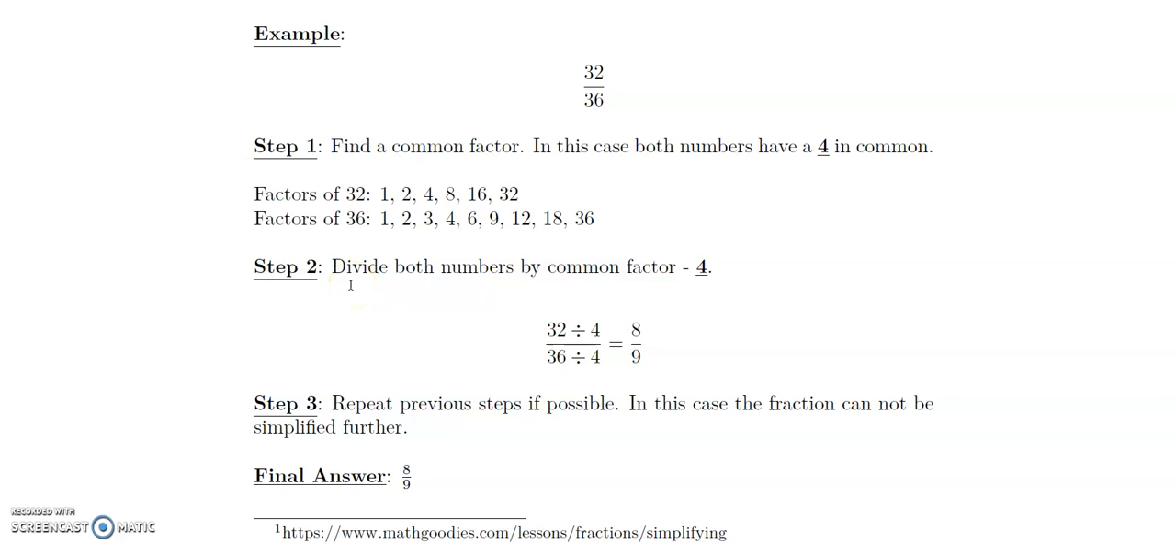So since we determined that 32 and 36 have a 4 in common, we divide the numerator and denominator both by that 4 in order to get the smallest fraction that we can have, also known as simplifying the fraction. So if I do 32 divided by 4, I get 8. And if I do 36 divided by 4, I get 9. So it results in the fraction of 8 over 9.